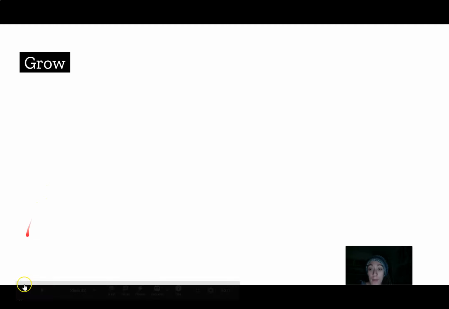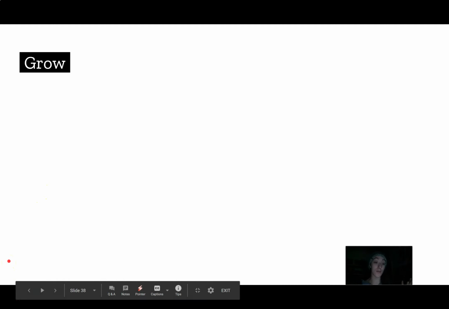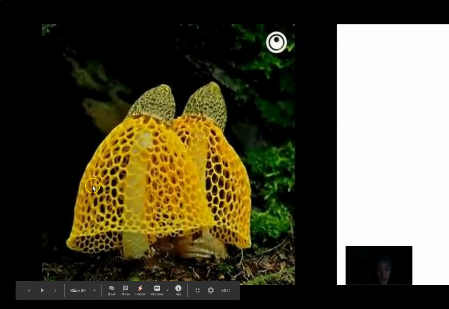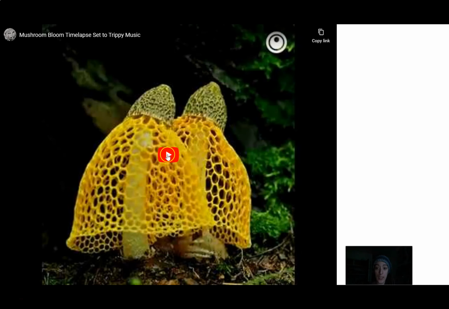Sweet. And then we know all living things grow. It's really easy to see how animals and humans grow. It's easy to see how plants grow. Maybe you've never thought about fungi or bacteria growing. So let's quickly watch some fungi growing.